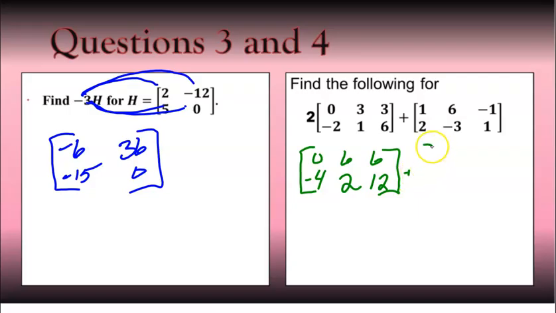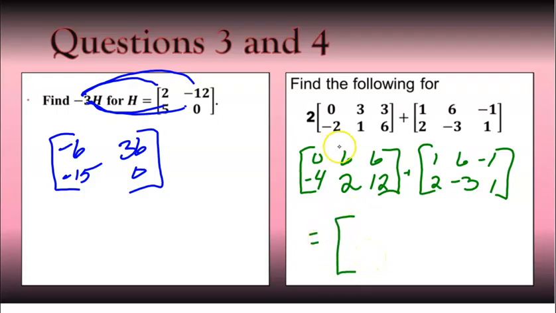From that, now I can add this other matrix, and I'm just going to be adding the elements that are in the same location in each matrix. So I have 0 plus 1 is 1, 6 plus 6 is 12, 6 plus -1 is 5. Next row I have -4 plus 2 is -2, 2 plus -3 is -1, and 2 plus 1 is 3. So that would be my solution matrix.